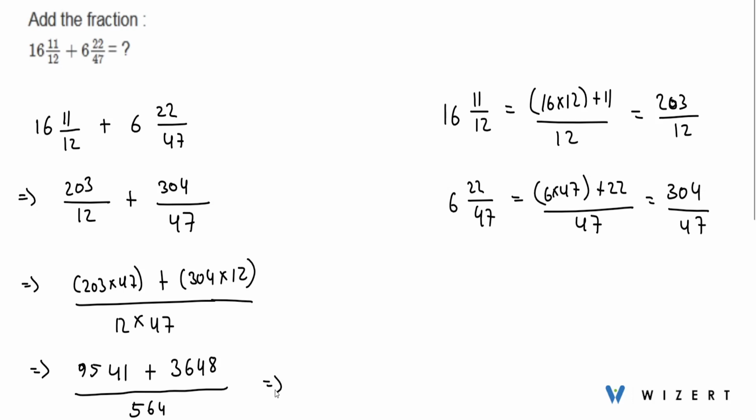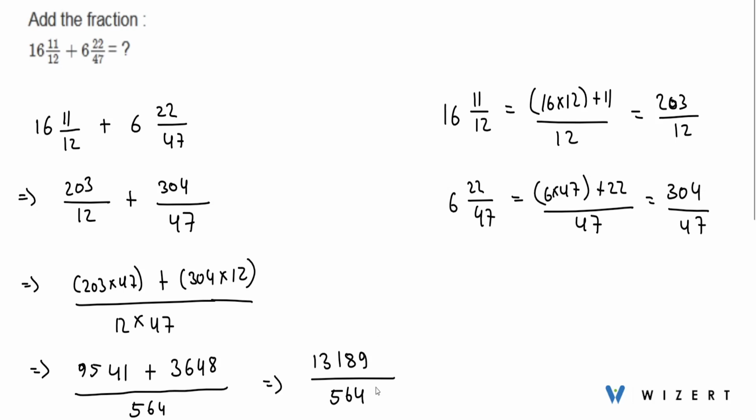So 9541 plus 3648 gives us 13189, and in the denominator we have 564. So 13189 divided by 564 will be approximately equal to 23.38.